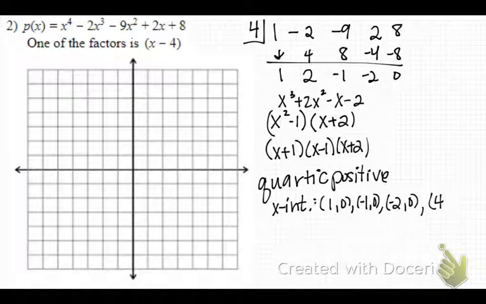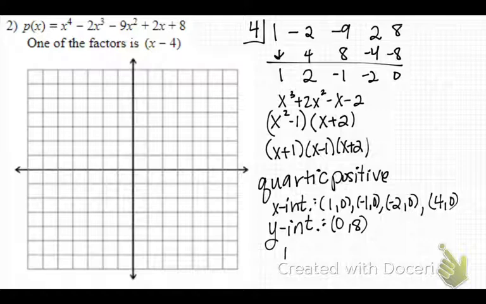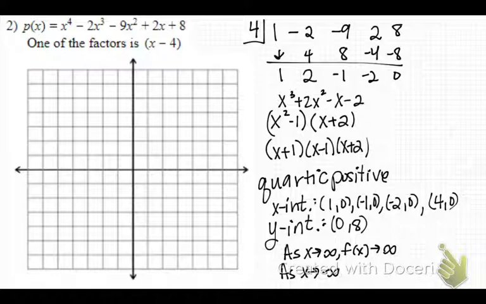Did you remember the given? Okay, because on the test, we didn't a lot of the time. It was a lot better, but we did forget it. That was a big mistake. And finally, my y-intercept is 0, 8. And as x goes to the right, y goes up. And as x goes to the left, y still goes up.